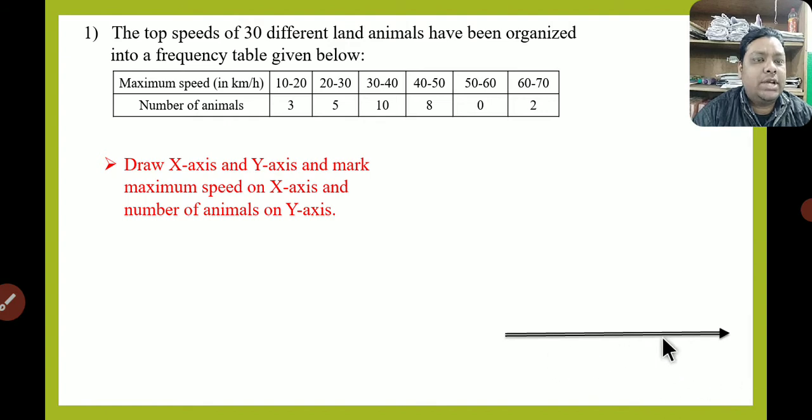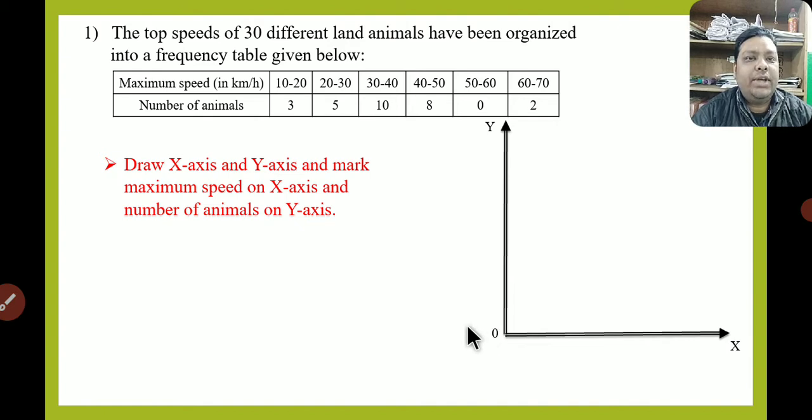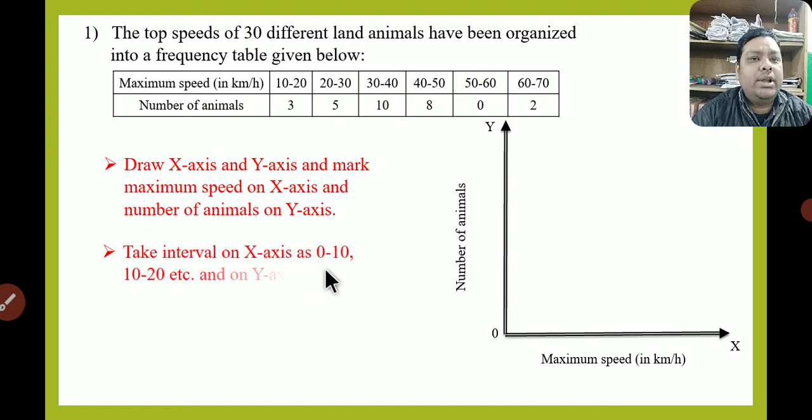Here I have drawn the x-axis first. We can name it x. And here we will draw the y-axis. We can name it y, and the middle point is O, the origin. Now here we will write maximum speed, and here we will write number of animals. Now the second point: take the interval on the x-axis as 0, 10, 10, 20, and so on. You can see that since 10, 20 is given, we can start from 0.